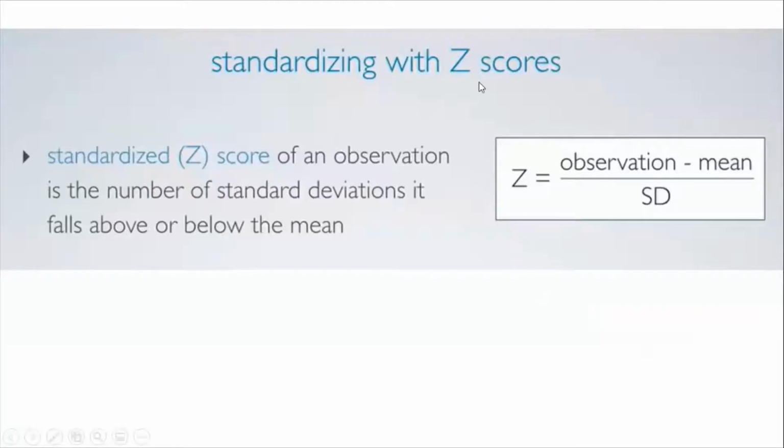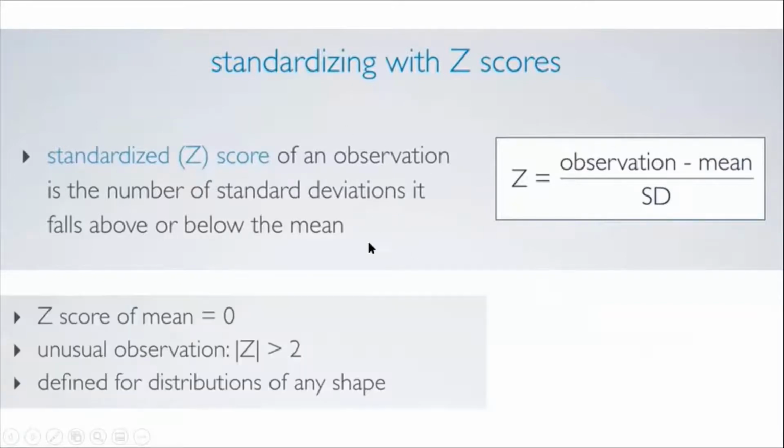Okay, so standardizing with z-scores. The standardized z-score of an observation is the number of standard deviations it falls above or below the mean. So we already know this, which corresponds to the standard deviation.